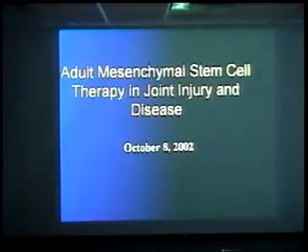I'm going to talk about the characteristics of stem cells which make them interesting in the field of tissue engineering. I'm also going to talk about some ideas and some data that we have about how stem cells change in disease. And then I'll tell you about some of the clinical applications that I've been involved in involving mesenchymal stem cells.